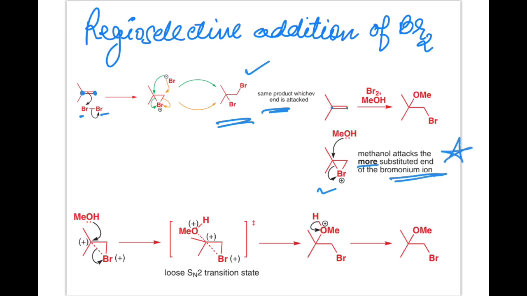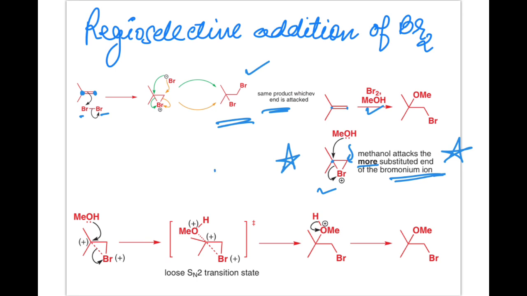This is to our surprise, because we might think that okay, this is the bulky end, so it should attack over here because it is less hindered, so that easily this bromide opens. But no, that does not happen. Very important. To an unsymmetric alkene, the methanol through the bromonium ion is always going to attack on the more substituted end. Why does it happen?